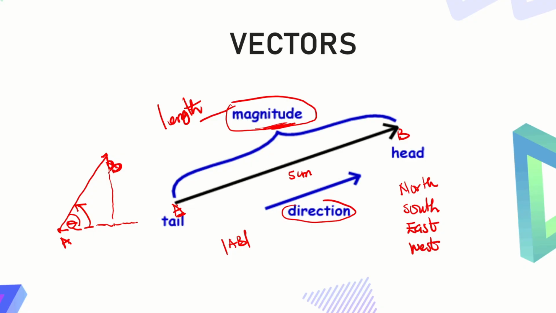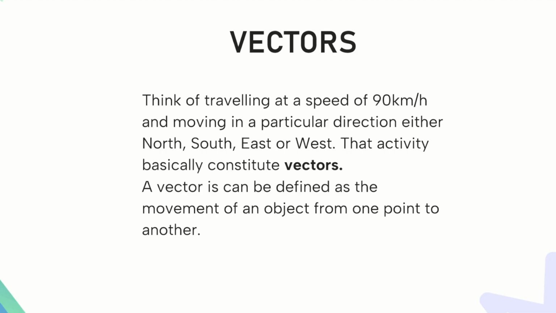So a vector has magnitude and direction: a line that has magnitude and direction. We can also think of vectors as traveling at a particular speed. So we are traveling at a speed of 90 kilometers per hour and moving in a particular direction. Let's say you are moving from X towards Y, in a direction XY, and you are traveling either north, south, east, or west, or probably northeast or southeast.